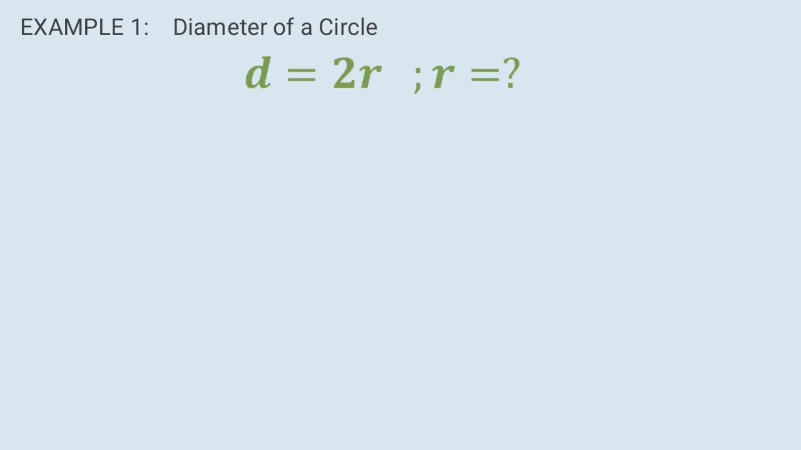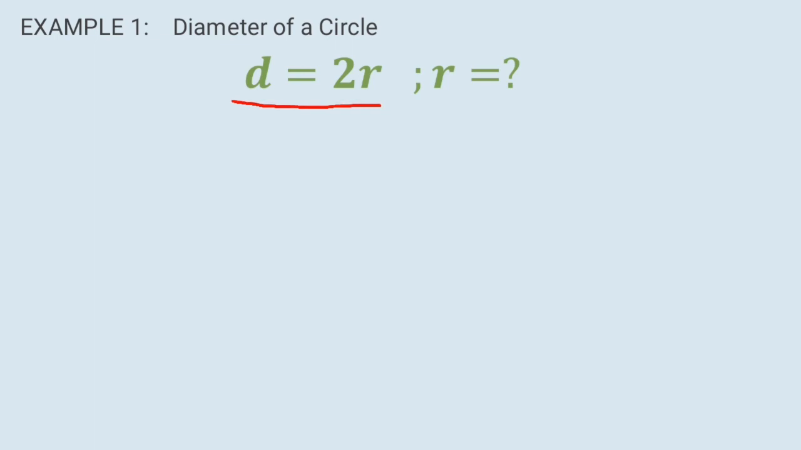So for example 1, it is the diameter of a circle. As we all know, the formula for the diameter of a circle is d equals 2r. But what if we are asked to manipulate it to find r? So we are asked for the radius. Okay, so let's take a look at the original formula, this one. d equals 2r.